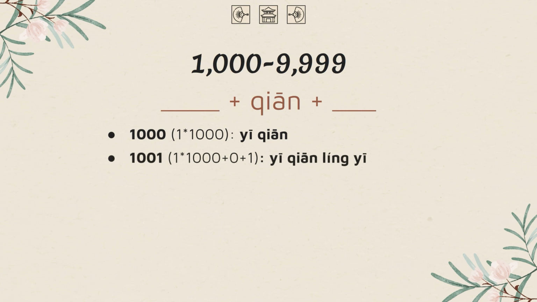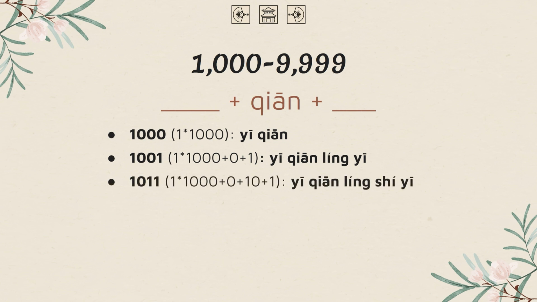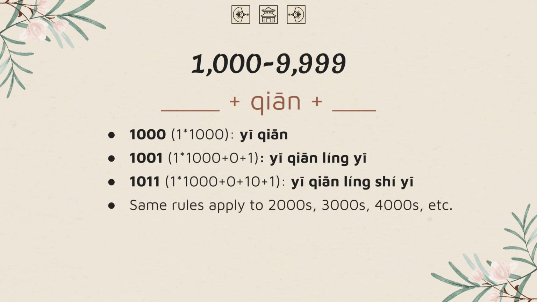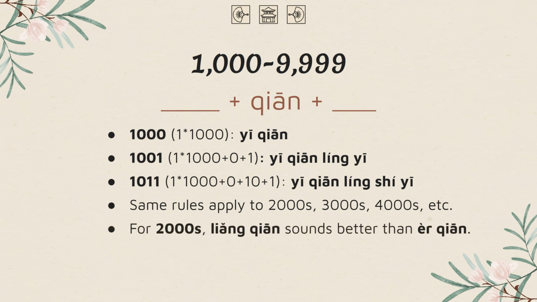1,001, you would require to say just one 零. You don't have to say the 2 zeros in there. So it would be 1,001. 1,011, there's still one 零 in the middle, so you still have to say it. So we apply the same rules to all the other numbers in the thousands. And just like numbers in 200s, for 2000s, we also use 两千. It sounds just more natural and better than 二千.